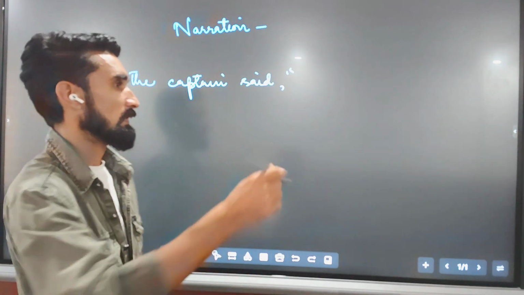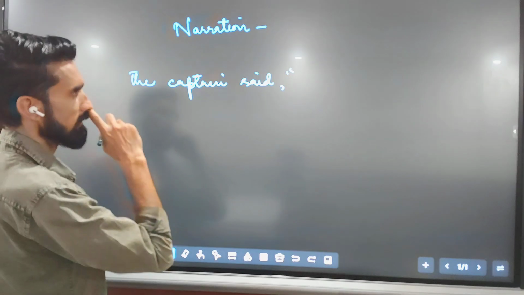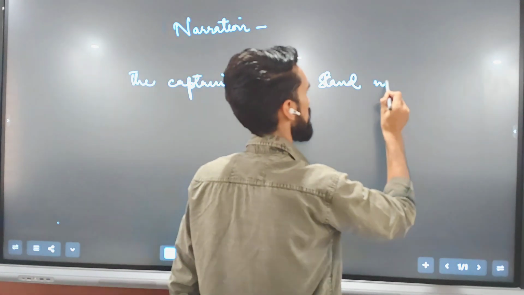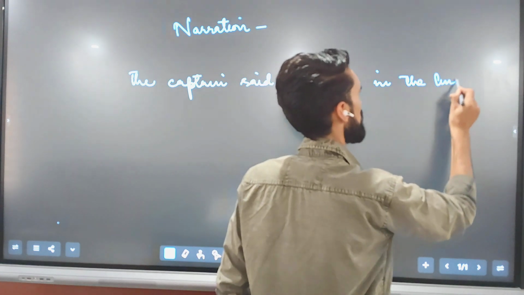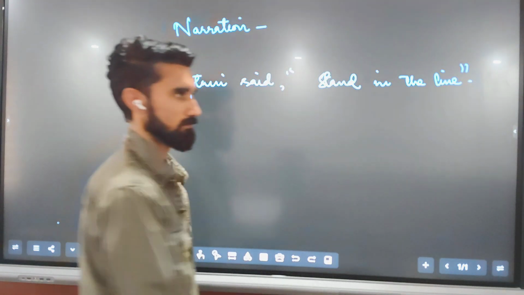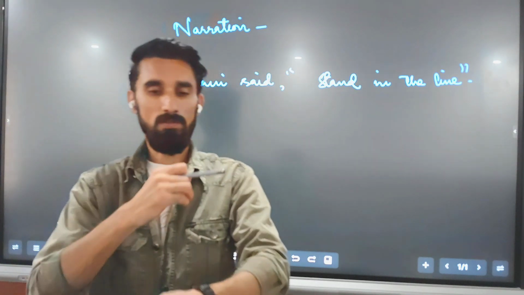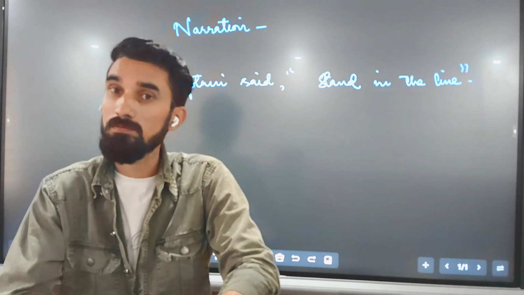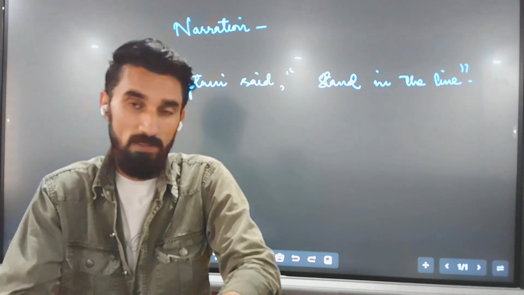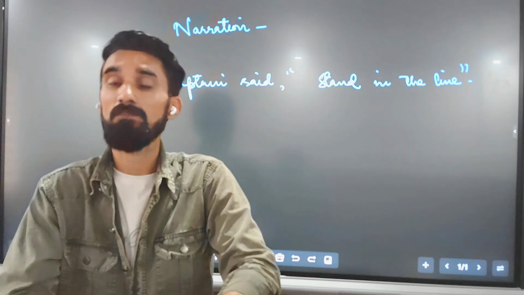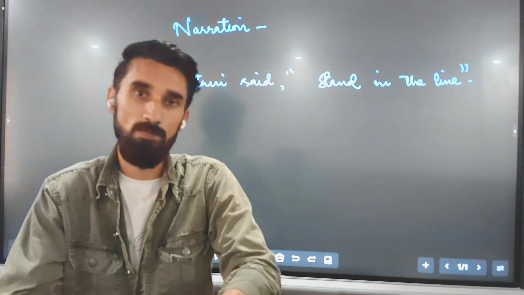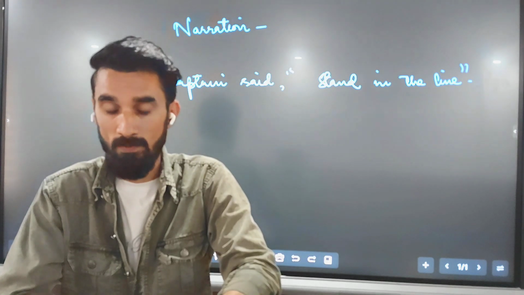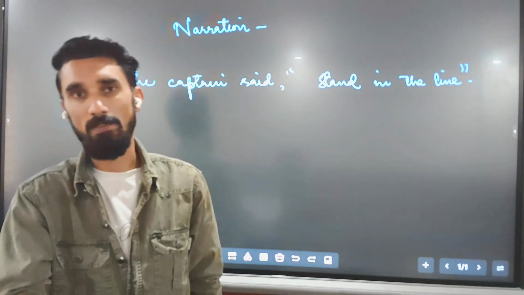Now, a sentence here is like, the captain said, stand in line. So what do you see here? What kind of expression does it contain? It of course belongs to the imperative category, and an imperative sentence may have separate expressions like an order, a request, a command, or an advice or a suggestion. So it has an order in it.